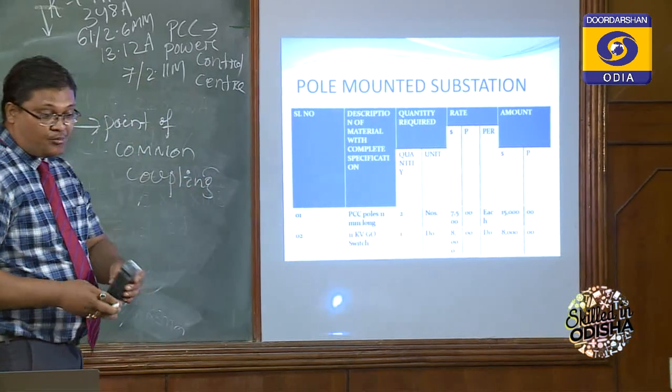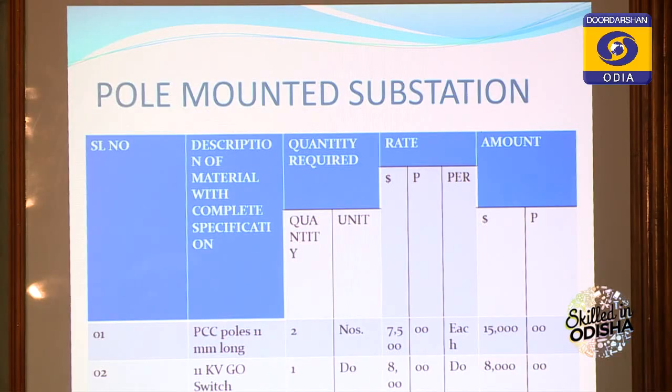It is also called point of common coupling. That means in this pole mounted substation, you are not having only one consumer. More than one consumer is connected to this substation. That's why it is known as Power Control Center, or point of common coupling.